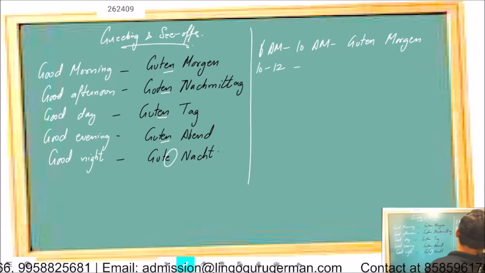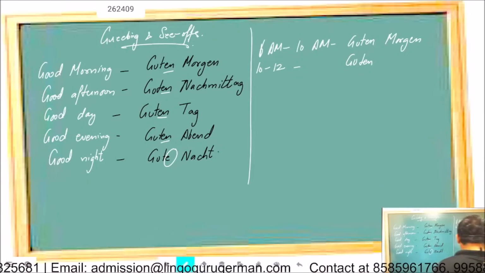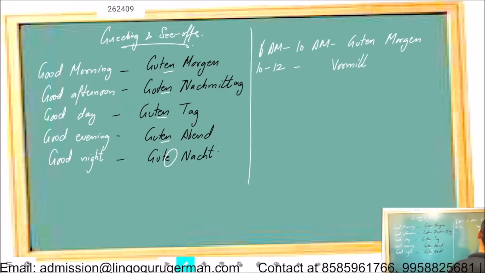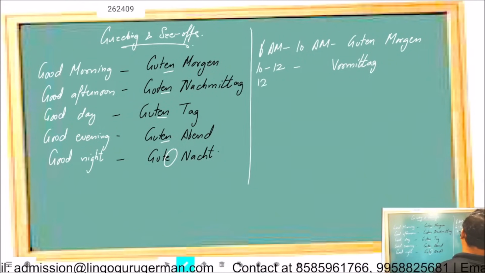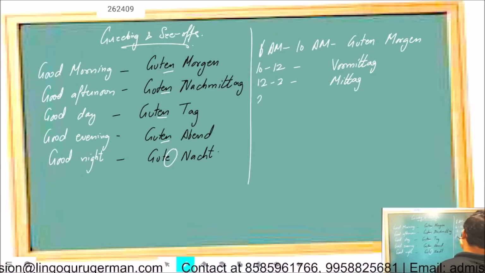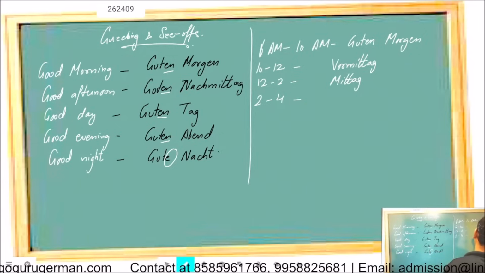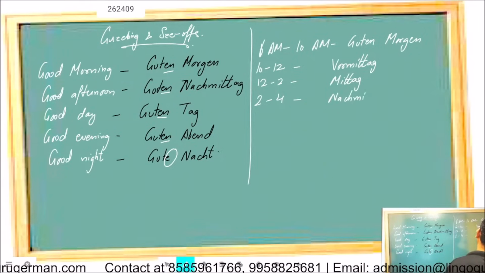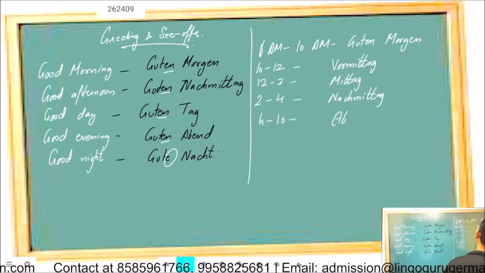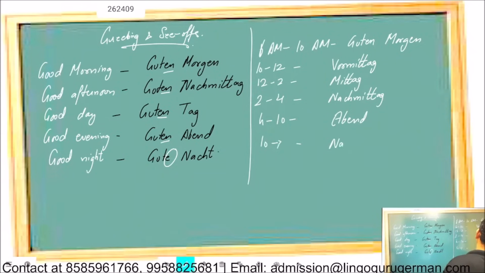10 to 12 is the time when they use Guten. Sorry, they don't wish; it is the time of Vormittag, pre-noon. But there's no wish. 12 to 2 is the time of Mittag. 2 to 4 is the time of Nachmittag. And 4 to 10, it's Abend. 10 o'clock onwards, it is Nacht.